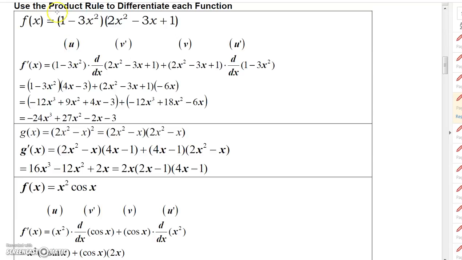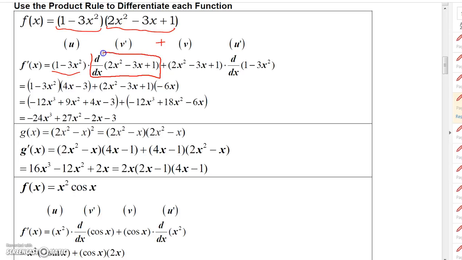Okay, so here we have a binomial multiplied by a trinomial. So I'm going to say that the binomial is u, and we're going to say the trinomial is v. So using the product rule, notice here I said u times v prime, and then you're going to add to that v times u prime. Well, u would be the first function, 1 minus 3x squared. Now, we're going to put v prime here in a minute, but for now, I'm just showing you what I'm going to do in the next step.